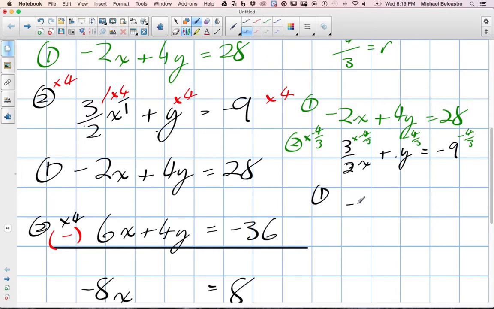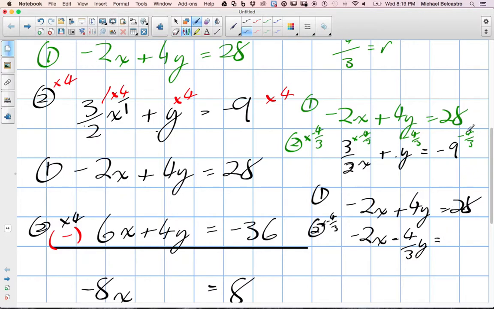So we'll write equation 1 again. Negative 2x plus 4y equals 28. Equation 2 times that negative 4 over 3: 4 times 3 is 12, 2 times 3 is 6, 12 divided by 6 is 2. And because it's negative, we get negative 2x. So that worked out really well. That's the same coefficient. Here we have 1 times negative 4 over 3, so we're just going to get negative 4 over 3y. And finally, 4 times 9 is 36, and a negative times a negative becomes positive. And then 36 divided by 3 is 12. You could use a calculator to figure that out, but there we go.